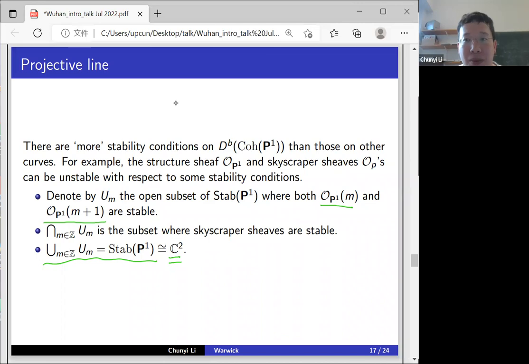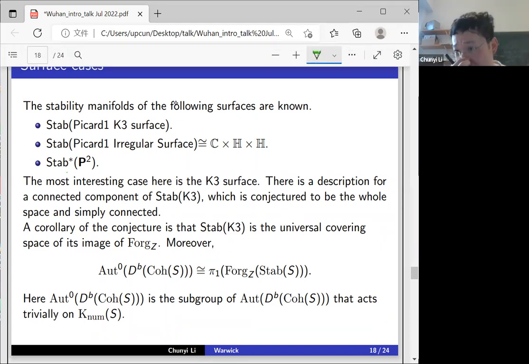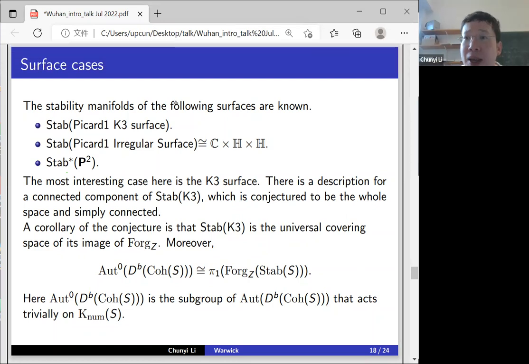There is also a general conjecture for this to be a manifold for surfaces which admit a so-called full exceptional collection, as in the case of P2. Those are the only cases we know, cases of surfaces where we know the whole space of stability conditions or a component of stability conditions. In all of the cases we know, they are contractible.